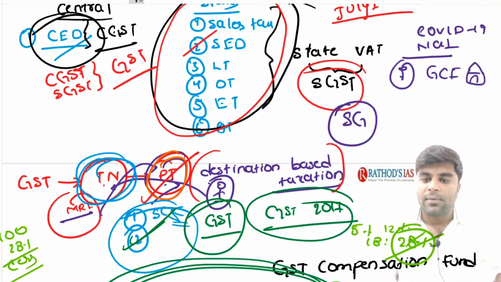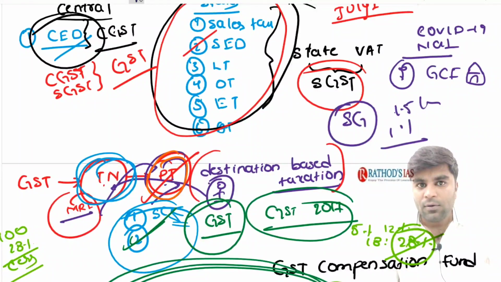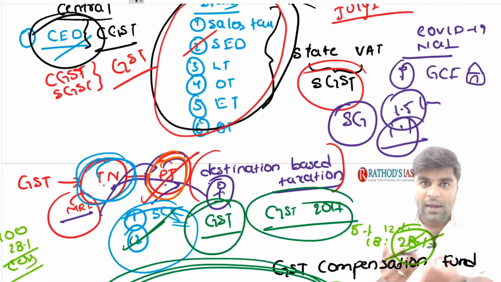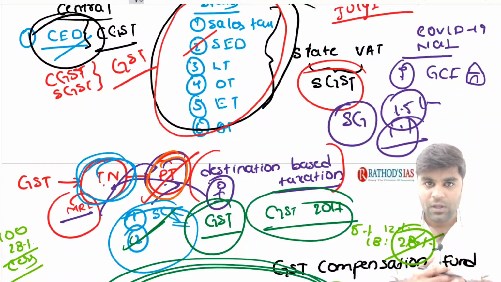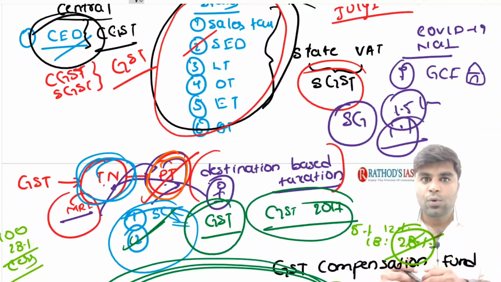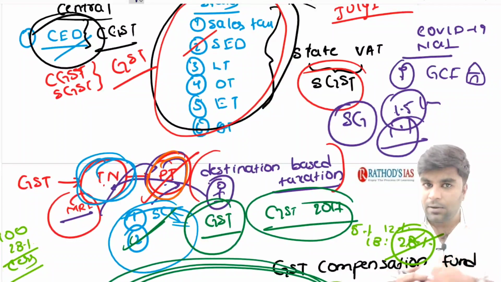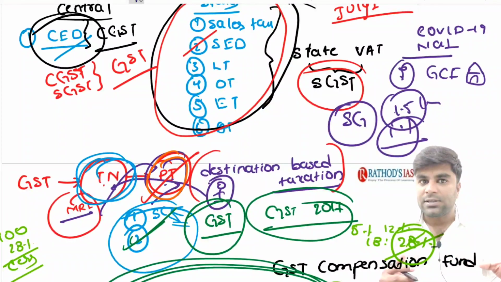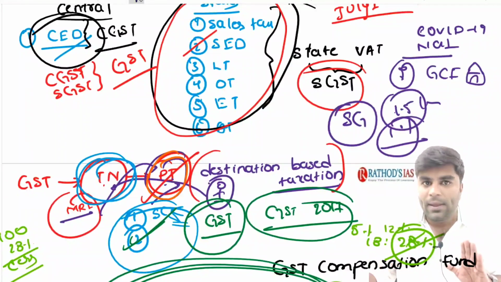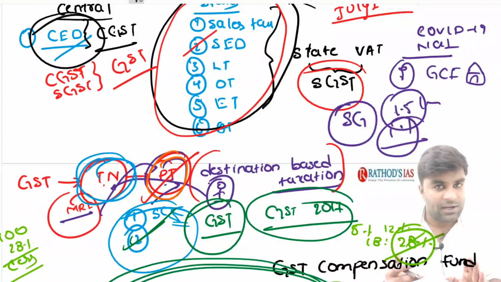Now, what the central government did is, the central government borrowed about 1.1 lakh crores the first time and 1.5 lakh crores the second time. They borrowed the money and gave it to the states. For these 2 pandemic years, the central government borrowed the money and gave that amount as GST compensation for the states. It should actually be given from the GST compensation fund.